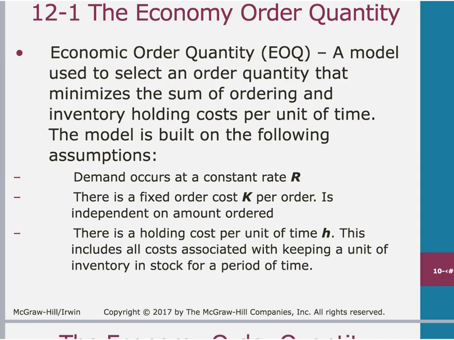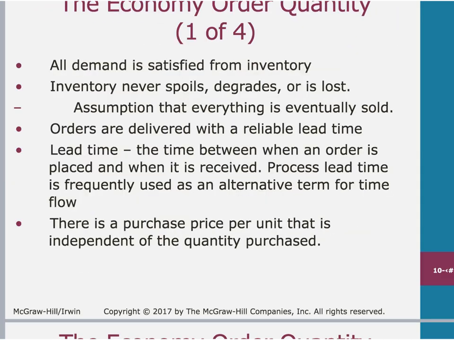So EOQ is a model used to select an order quantity that minimizes the sum of ordering and the inventory holding cost per unit of time. All demand is satisfied from inventory. Inventory never spoils, it doesn't degrade, and it doesn't get lost. And the assumption is that everything you order gets sold. Orders are delivered with a reliable lead time, and the lead time is the time between when you place an order and when you get it. So that's reliable, it's never late, everything's a perfect scenario, a perfect world. And this is, as I said, a great starting point. Okay?